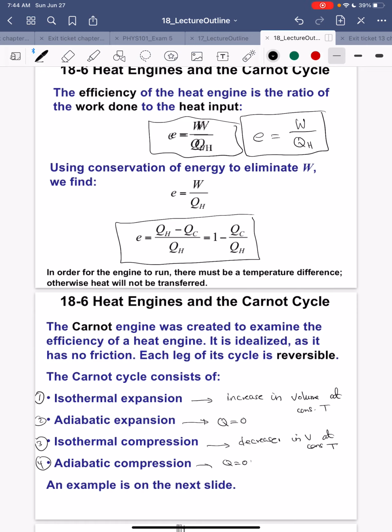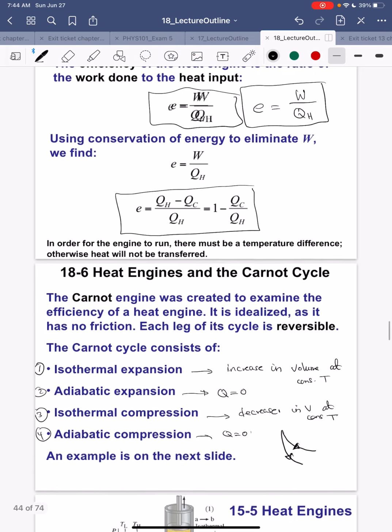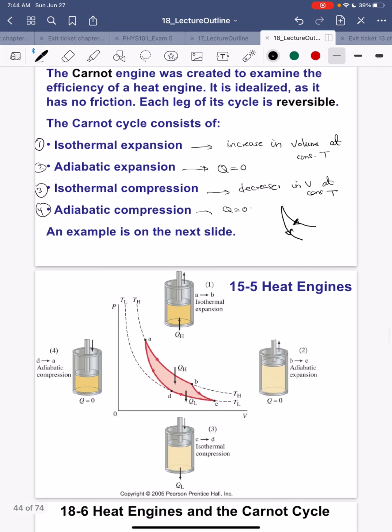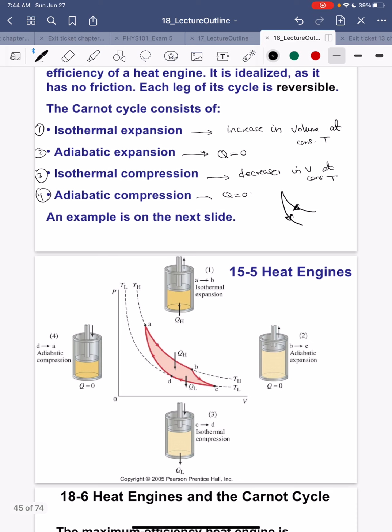And just a reminder, when we talk about the isotherm and the adiabatic, the adiabatic is going to be steeper. Then don't forget. An example is on the next slide, which is this one here.